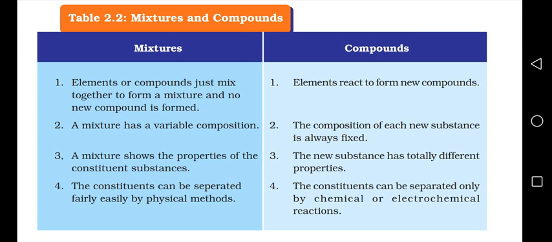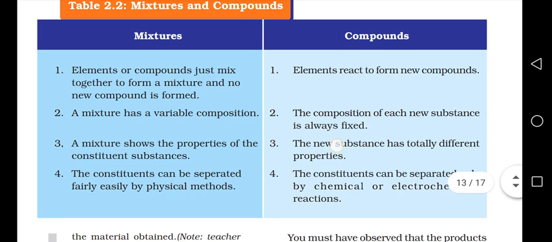First one, elements or compounds just mix together to form a mixture and no new compound is formed. So in the case of mixtures, you are going to add two substances, that's it. So is there anything which is newly formed? No, nothing new is formed. But in the case of a compound, two elements combine and altogether a new substance is formed. Okay, so that is a difference between a mixture and a compound.